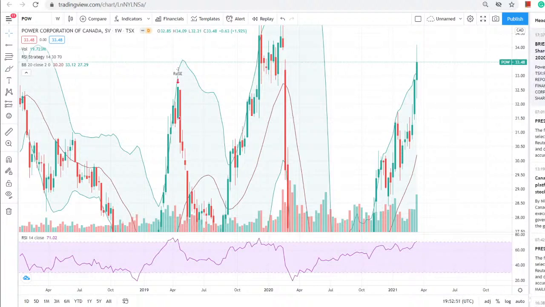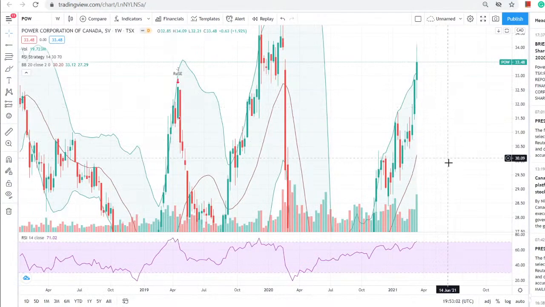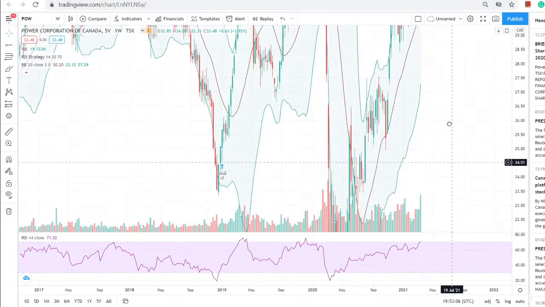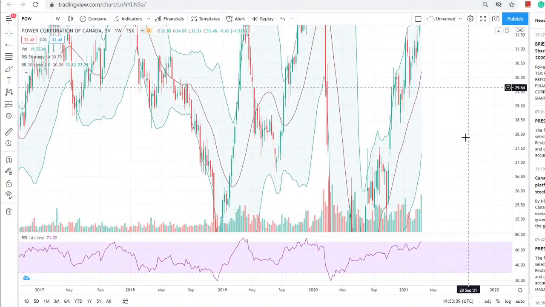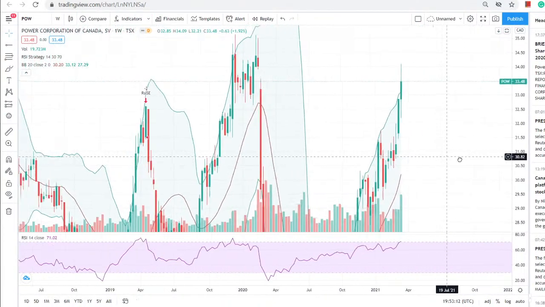Yes, it had its last quarterly results this week. I can't see it, but the results this week are good. But look at the candle charts, the candle size. The candle size is too big.